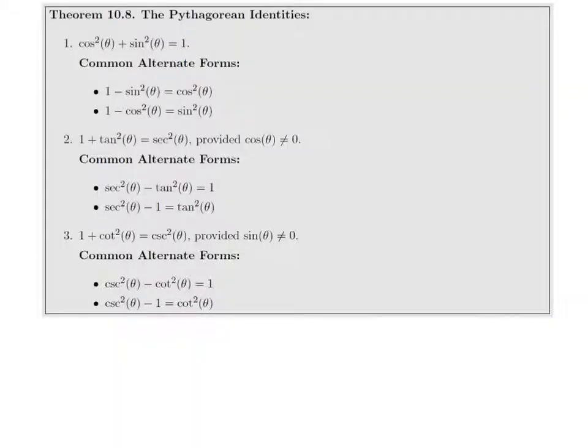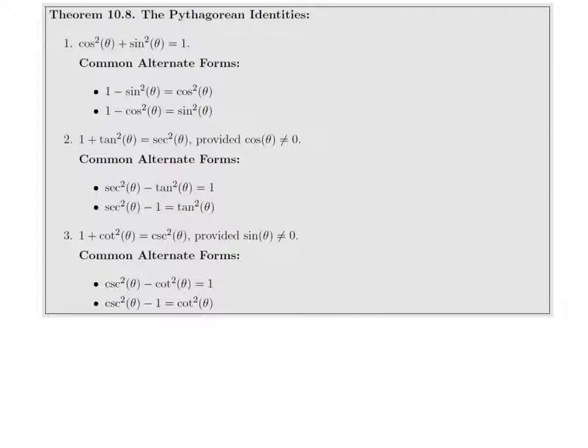The Pythagorean identities. We start out with cosine squared plus sine squared equals 1. This is the one to memorize. You don't actually need to know the rest of these because you can work them out from this cosine squared plus sine squared equals 1 very simply.